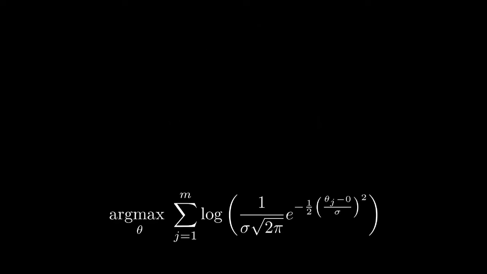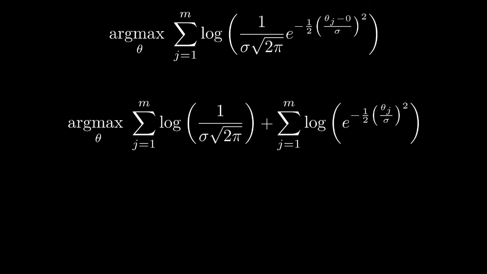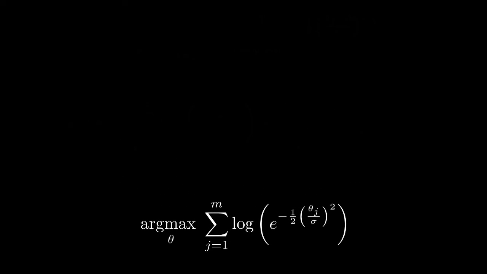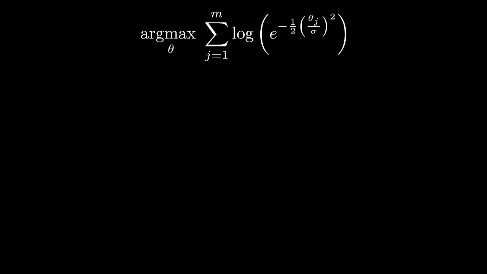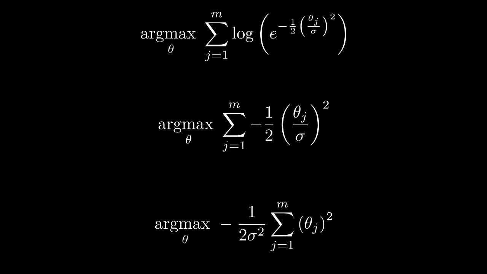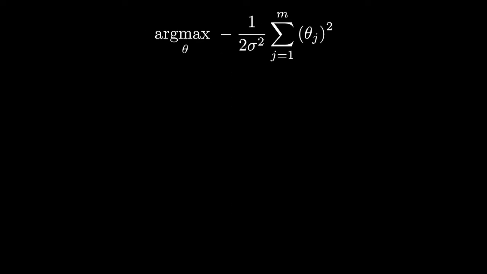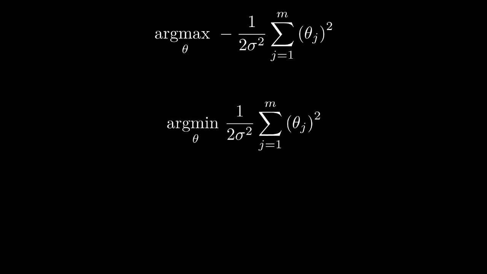Using that same property, we can further split the contents of each log into two terms. The first term is constant with respect to theta, so we can drop it from optimization over theta. Now, log and exponentiation cancel, and we can move the constants in our expression to the front. You will typically see the maximization problem converted into the equivalent minimization problem.